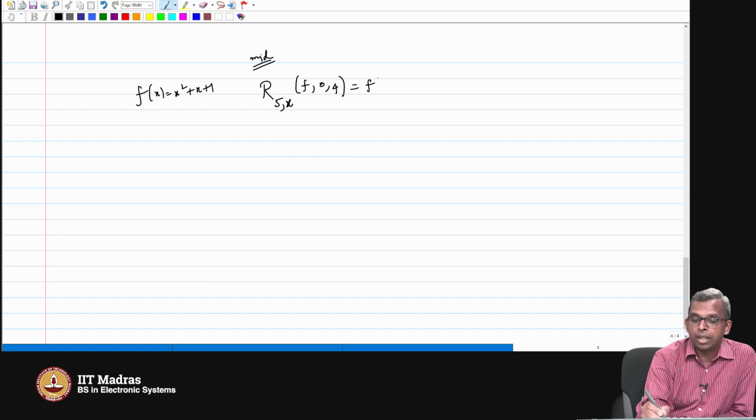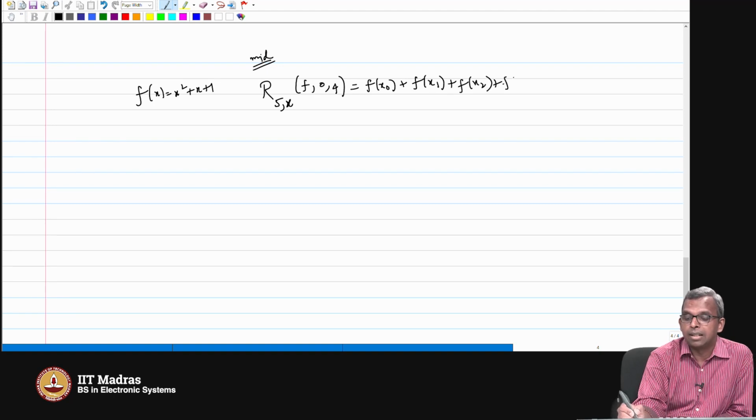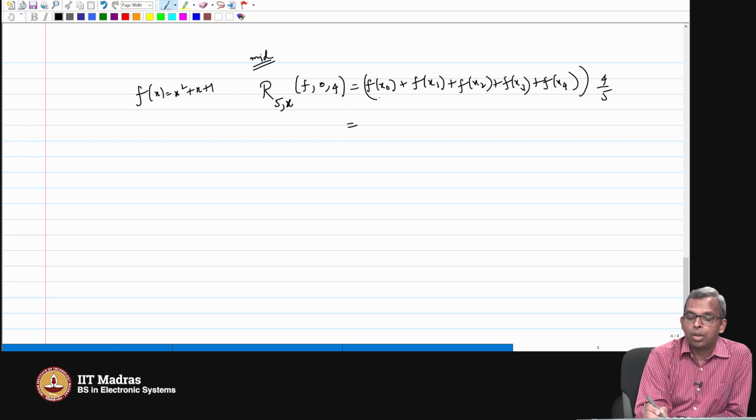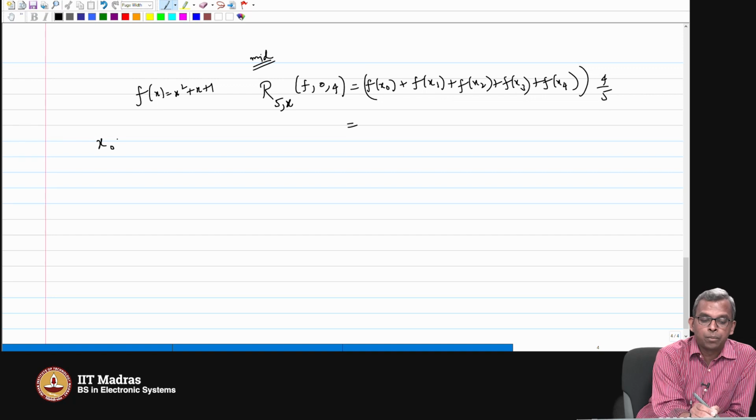Now I need f of x0 plus, see the Riemann sum you can write like this, isn't it? f of x1, f of x2, f of x3 plus f of x4 times delta, isn't it? And delta is always 4 by 5, isn't it? Because delta is a constant, you can just pull it out and write it outside, and you only need to sum the function. Okay, and now what is this x0? You have to find x0, x1, x2, x3, x4. So maybe we can find that. x0 is going to be, it starts at a, right?